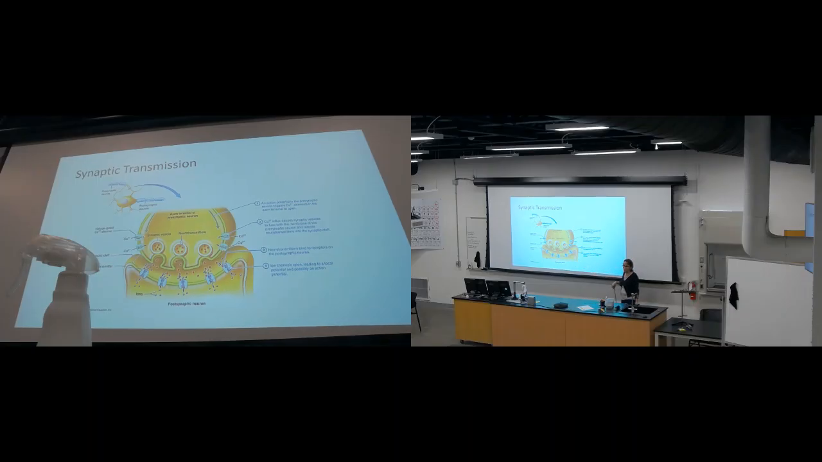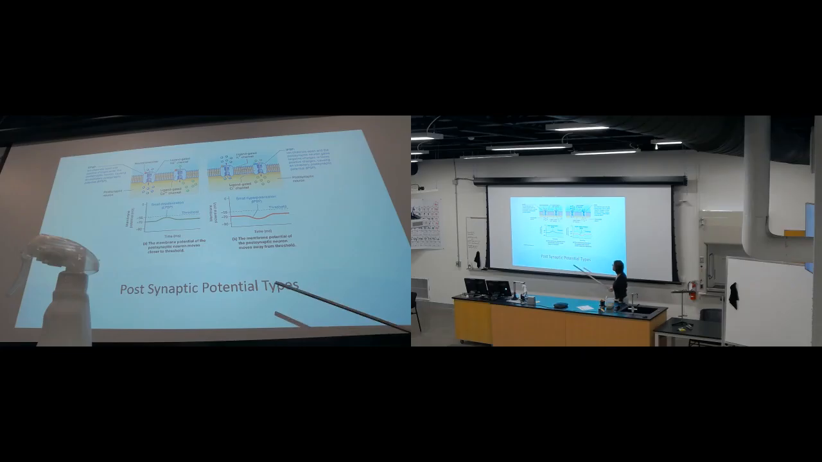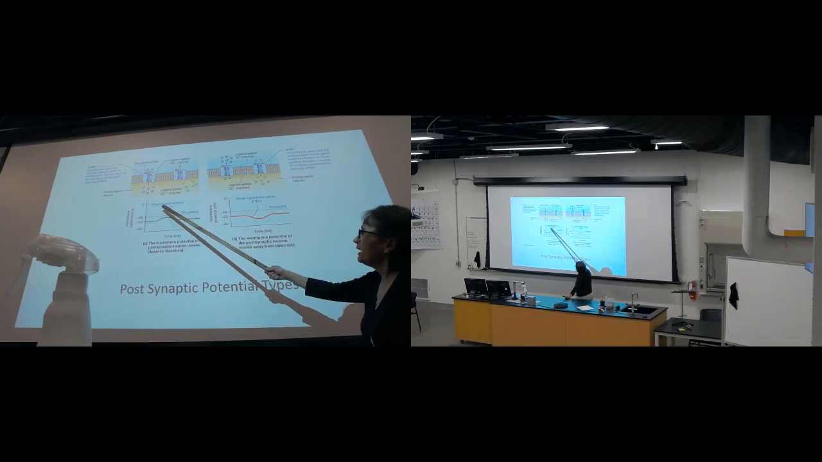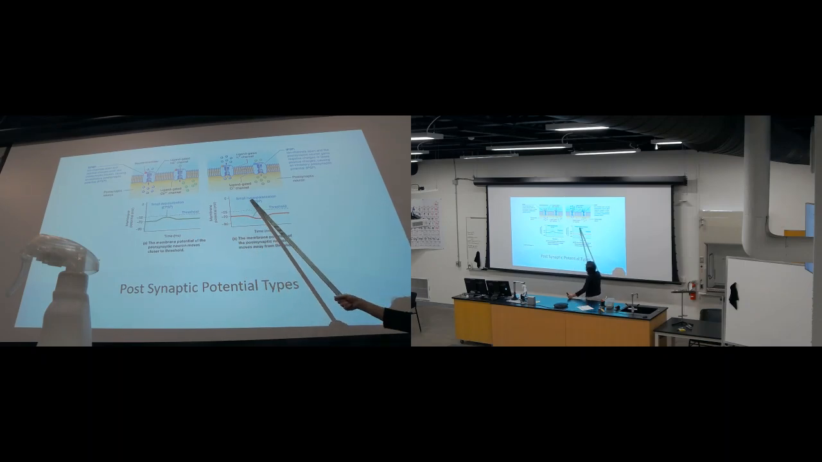And depending again on what type of channel you open is whether you have hyperpolarization of these cells or depolarization of these cells. And if you have these ions in here, that will create a local potential. So here we have a difference between excitatory postsynaptic potential and inhibitory postsynaptic potential in a graph.